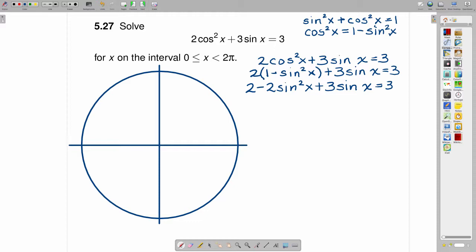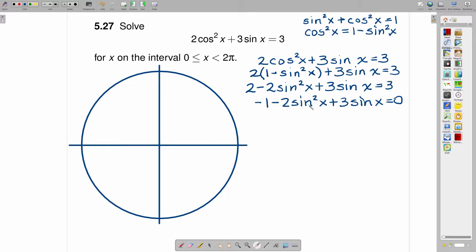Next thing I'm going to do is subtract 3 from both sides of this equation, and that will give me a 0 on the right-hand side. So when you subtract 3 from the left-hand side, you get negative 1 minus 2 sine squared x plus 3 sine x is equal to 0. Now, it may not look like it, but this turns out to be a quadratic equation. It is a quadratic equation in sine of x.